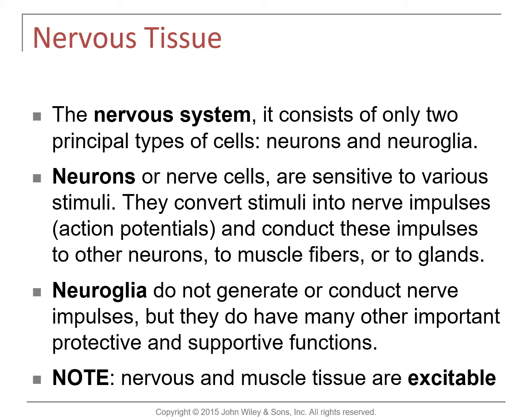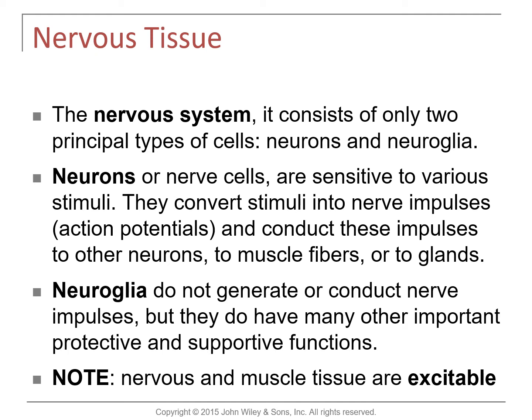Nervous tissue is our last class of tissue. The nervous system consists of two principal types of cells: the neurons, which are the excitable cells of the nervous system and nervous tissue, similar to your muscle cells. And surrounding the neurons are neuroglial cells, or the neuroglia, supportive cells.